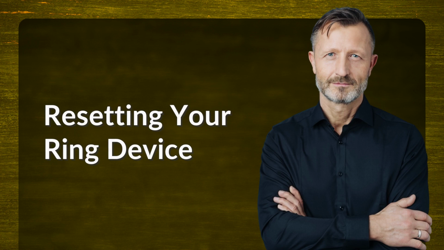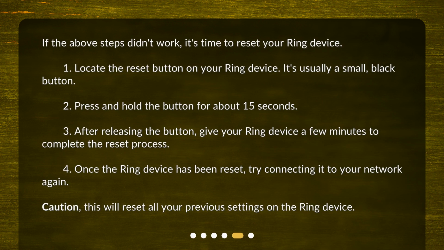Resetting your Ring device. If the above steps didn't work, it's time to reset your Ring device. 1. Locate the reset button on your Ring device. It's usually a small, black button. 2. Press and hold the button for about 15 seconds. 3. After releasing the button, give your Ring device a few minutes to complete the reset process. 4. Once the Ring device has been reset, try connecting it to your network again. Caution: this will reset all your previous settings on the Ring device.